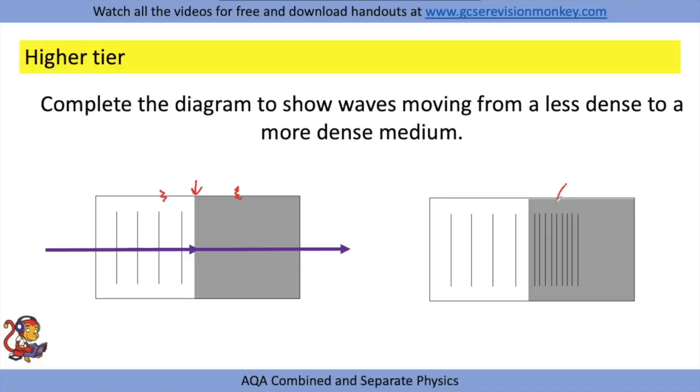However, they would still slow down, so you would still need to draw your wave fronts closer together, but they don't need a change of direction if they travel along the normal.